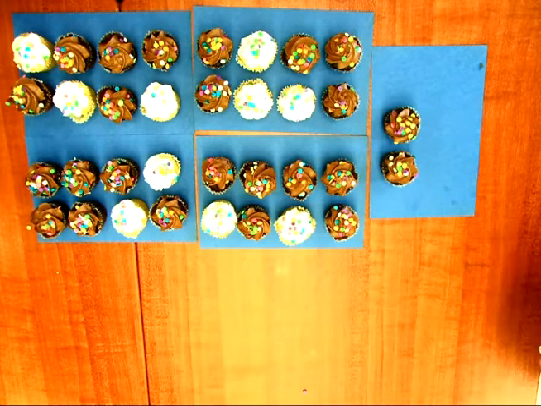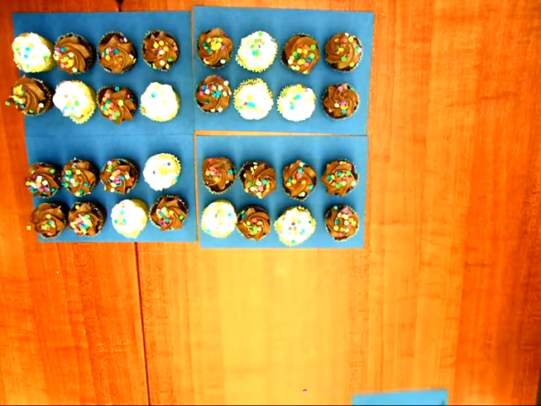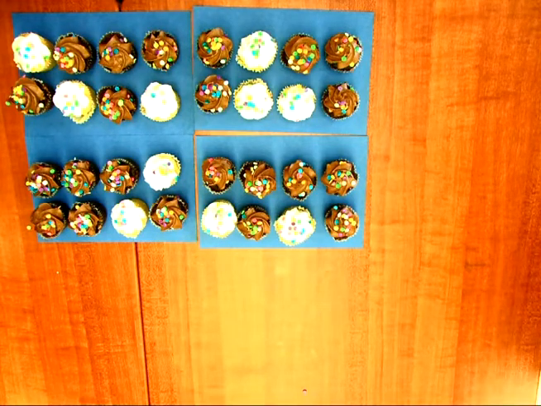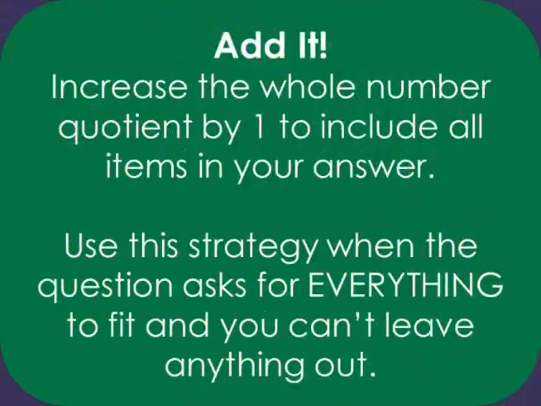In the drop it strategy, we will set aside the remainder and use only the whole number quotient as our answer. The second strategy we are going to look at is add it. Questions that use this strategy require students to include all items in their answer, or to fit everything. For example, Amber and her friend baked 34 cupcakes. They want to take the cupcakes to school on trays. Each tray will hold 8 cupcakes. How many trays will they need to carry all of the cupcakes?